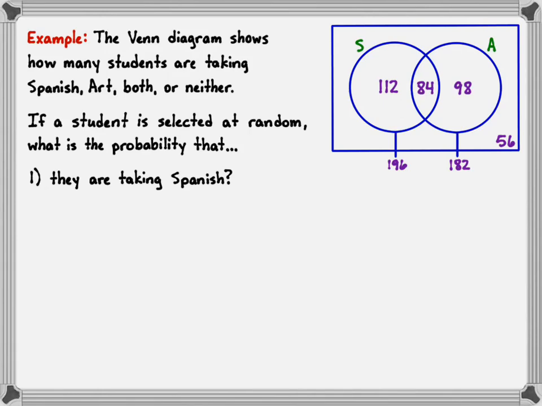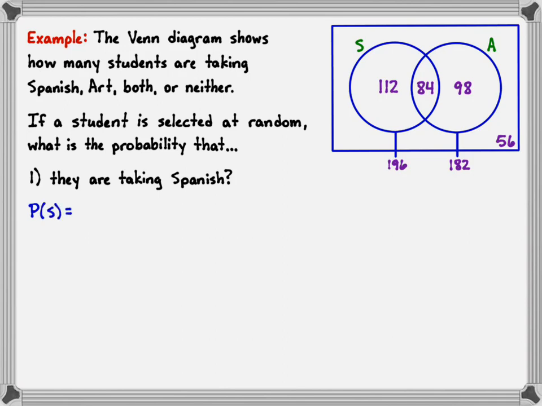All right, let's go ahead and take a look at some practice problems with this, some examples. Same concept. We're comparing art students to Spanish students, both and neither. If a student is selected at random, what is the probability that they take Spanish? Well, how many students took Spanish here? The 112 took Spanish, the 84 took Spanish. That means there were 196 students that took Spanish.